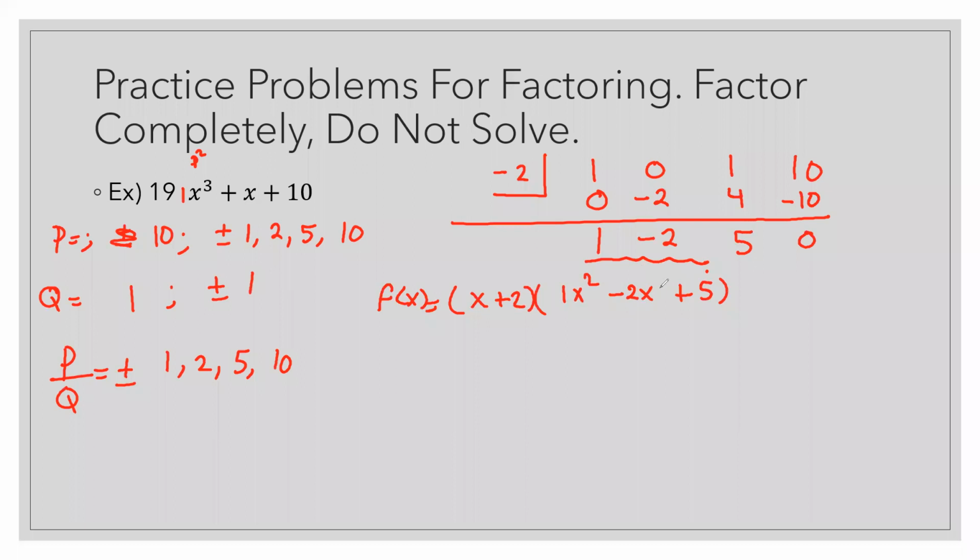So this means that you should have a total of 3 zeros, but 2 of them are what's called imaginary, and that does happen. That does happen from time to time. So this is really the most factored it can be. Good.